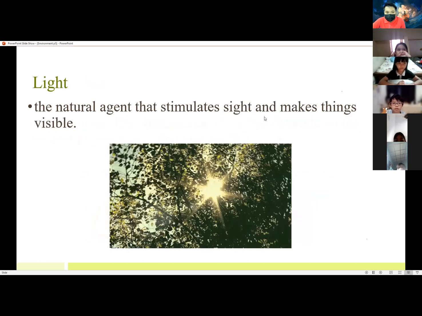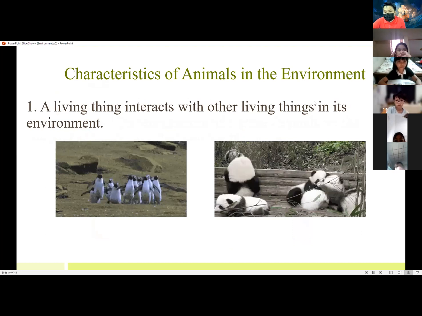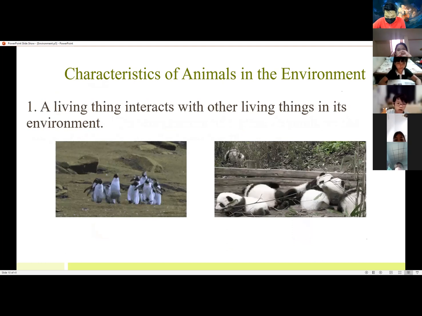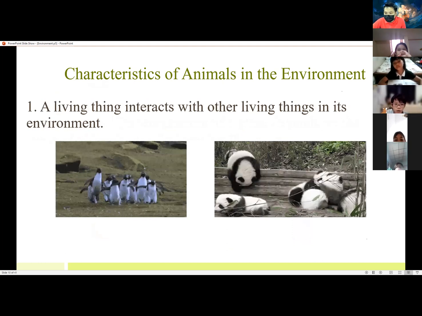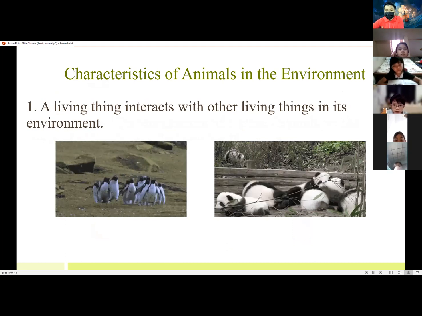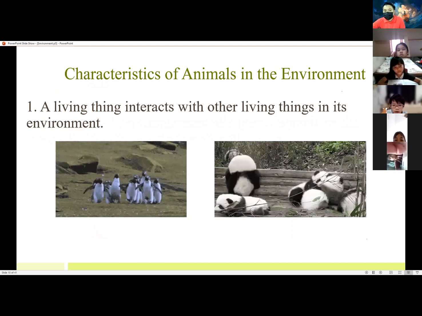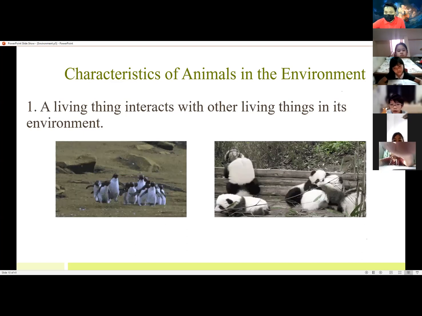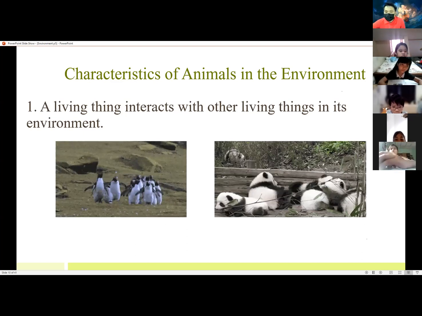Okay, finished. Characteristics of environment. Number 1: A living thing interacts with other living things in its environment.